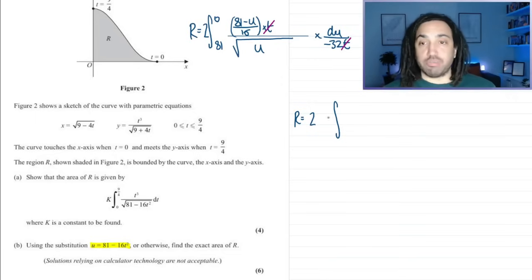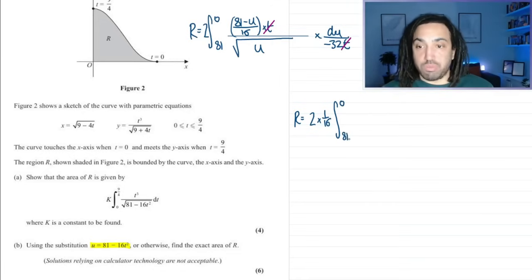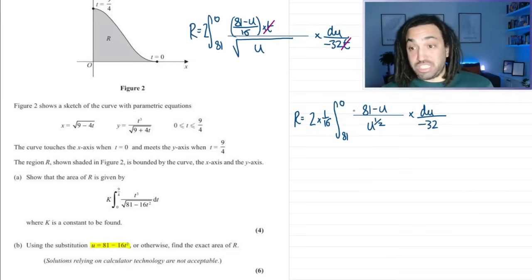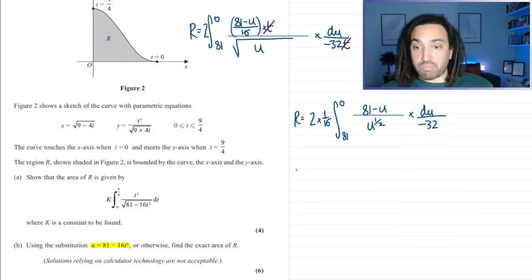And I'm going to take out this 16th here, which is on the top. So we could take it outside, which is 1 over 16, like that. And then we've got 0, and we've got 81. Now this becomes 81 minus u over u rooted, which is u to the power of a half. And this is multiplied by du over minus 32. So in fact, I'm going to take that minus 32 out as well.